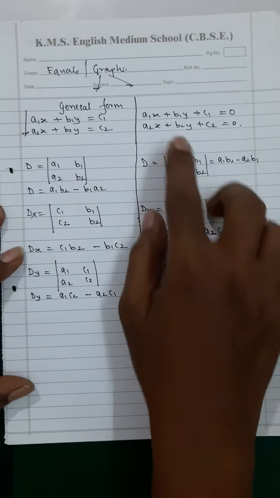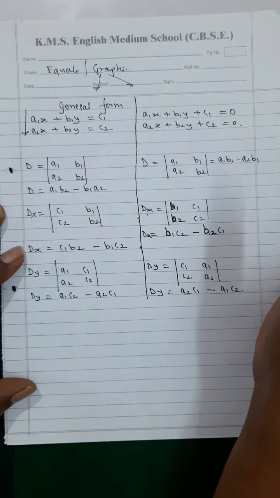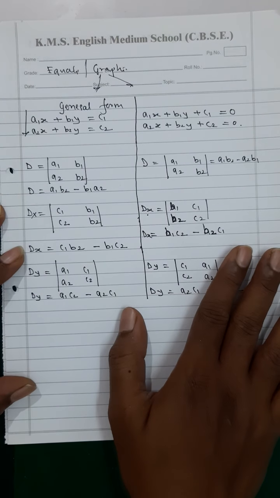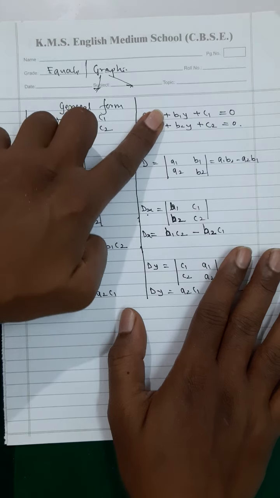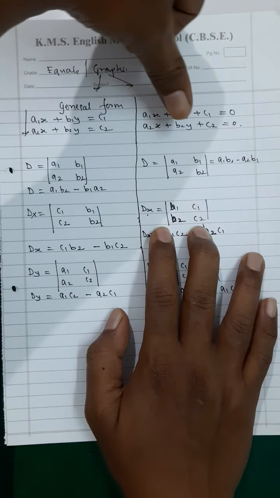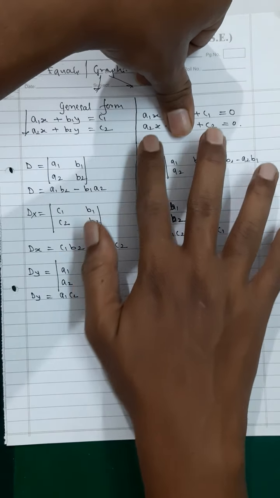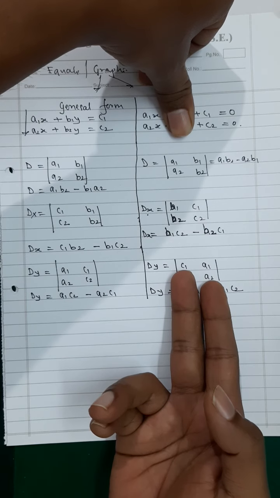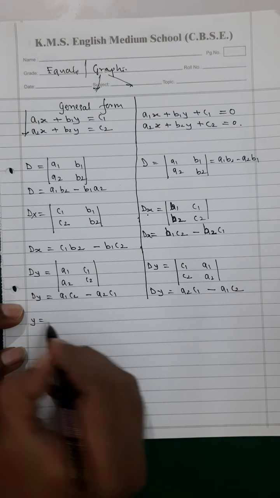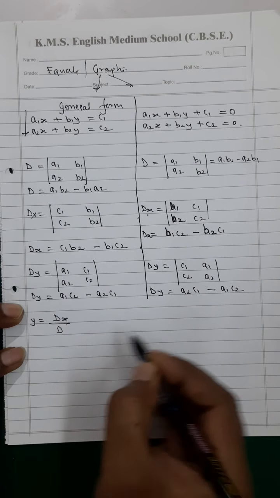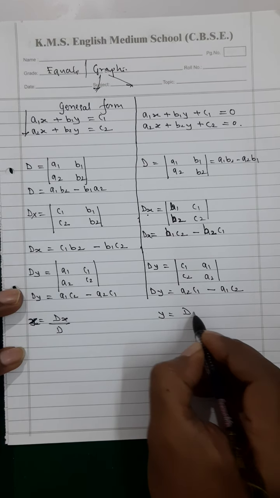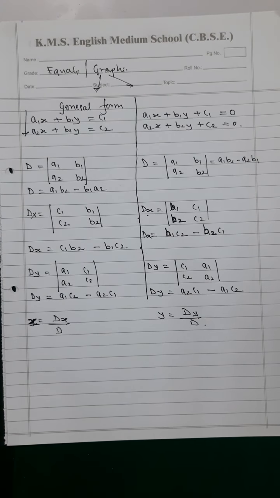But when you keep a1x plus b1y plus c1 equals 0, a2x plus b2y plus c2 equals 0, everything on the left hand side and 0 on the right hand side, then while finding dx, you will keep the b1 b2 alignment the same with c1 c2. But while finding dy, you will swap the places of c1 c2 with a1 a2. The rest is the same. For finding x, you will still find dx upon d, and for finding y, it will be dy by d. This will still be the same.